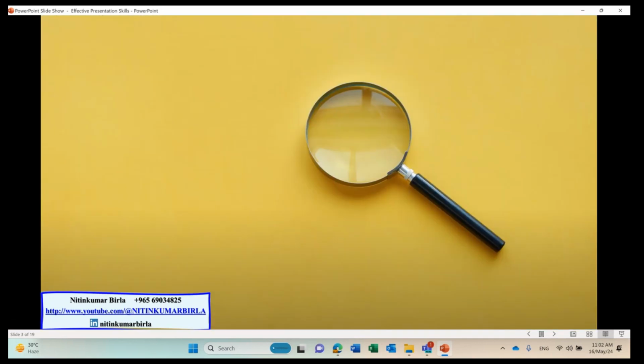You're looking at a lens on the screen right now, correct? What is the lens? It demonstrates that I want to see even small things. I don't want to miss a small thing in my preparation. I don't want to miss anything in my exam preparation. Similarly, a presentation is your exam, so I don't want to miss anything. That's why I want to see everything very minutely. So that is what the lens represents in our industry.